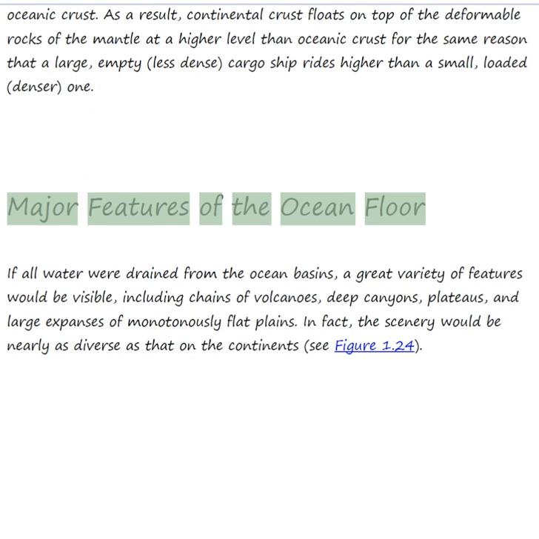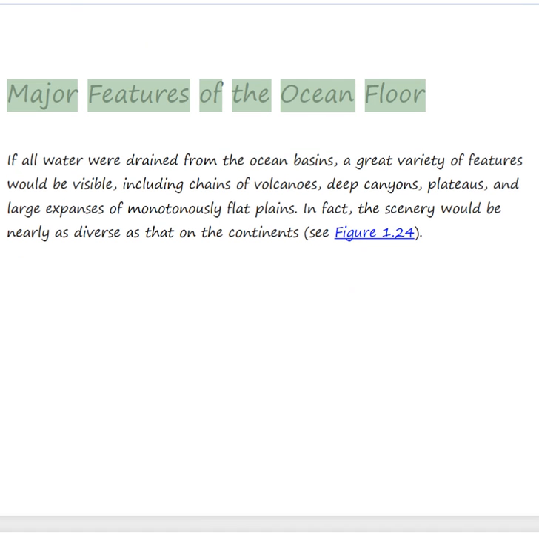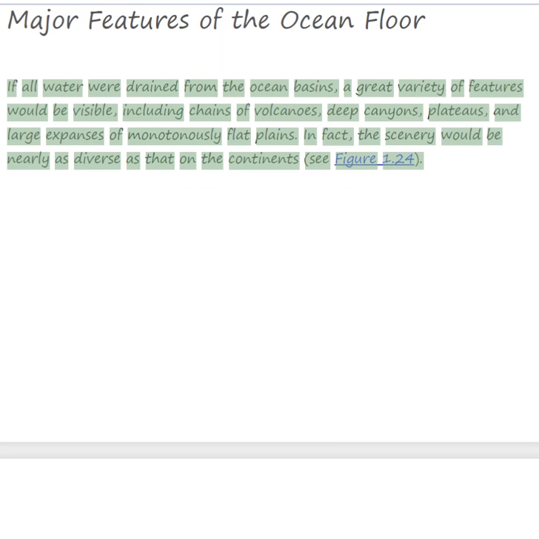1. Major features of the ocean floor. If all water were drained from the ocean basins, a great variety of features would be visible, including chains of volcanoes, deep canyons, plateaus, and large expanses of monotonously flat plains. In fact, the scenery would be nearly as diverse as that on the continents.